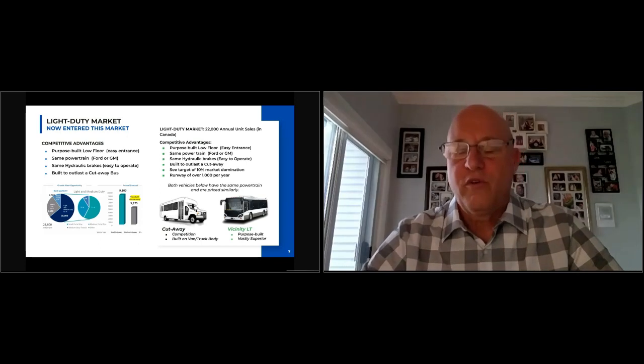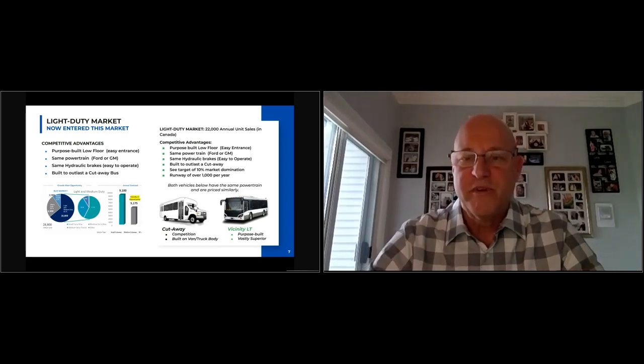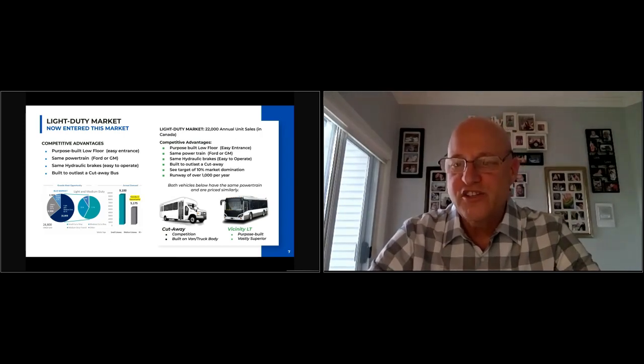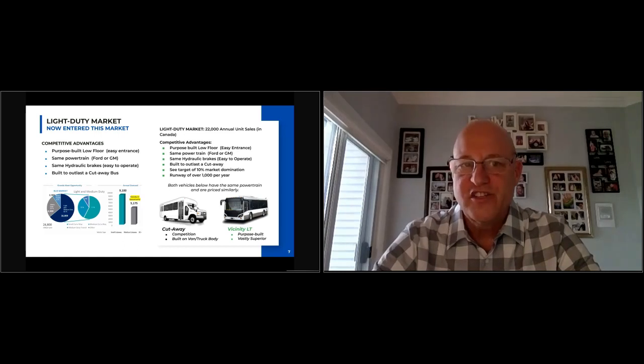Now, when I'm talking about the market segment, 6,000 is for the heavy duty size. There's the light duty size that we're in as well, and this is our Vicinity LT. This is a new model that we've currently added and will be marketed this year. There's 22,000 annual sales in this light duty market. And our bus is super competitive.